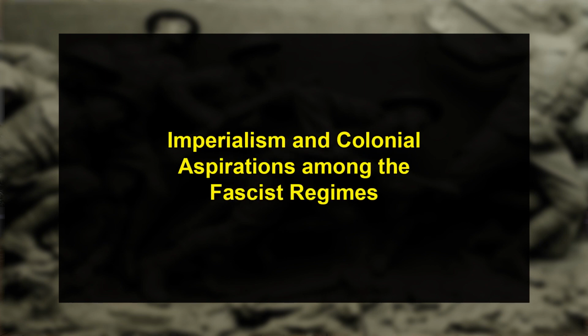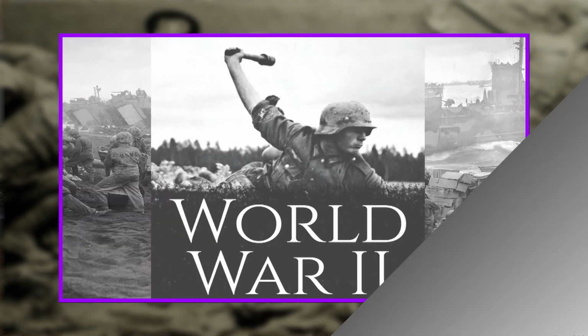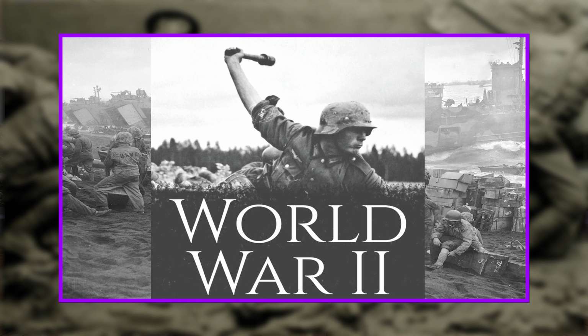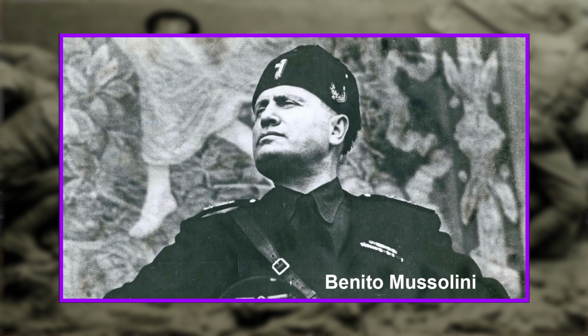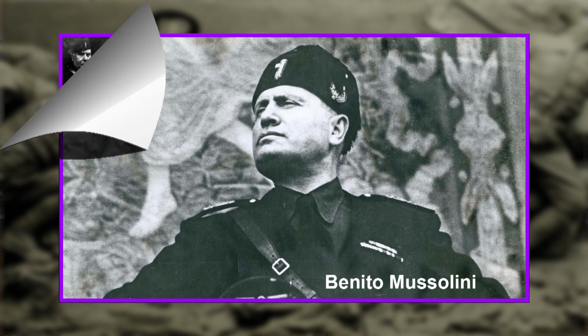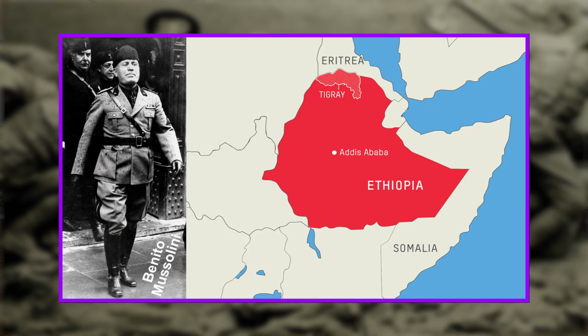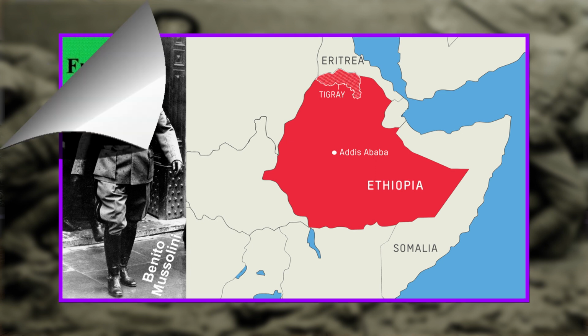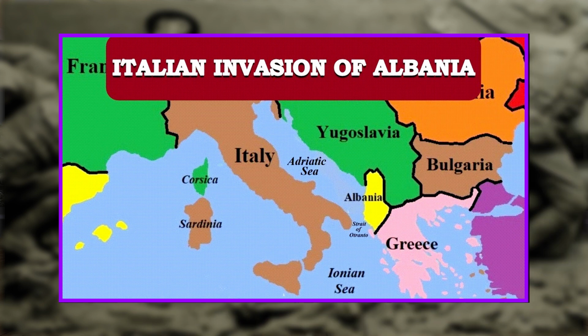Now coming to another significant factor, which is imperialism and colonial aspirations among the fascist regimes. One feature of World War II fascism was an obsession with expanding the state's territory and power, especially into the regions of those deemed inferior races. After becoming the leader of Italy, Mussolini expanded the Italian Empire. Mussolini invaded and defeated Ethiopia. Mussolini combined this territory with pre-existing Italian colonies. In 1939, Italy invaded and annexed Albania into Italy.